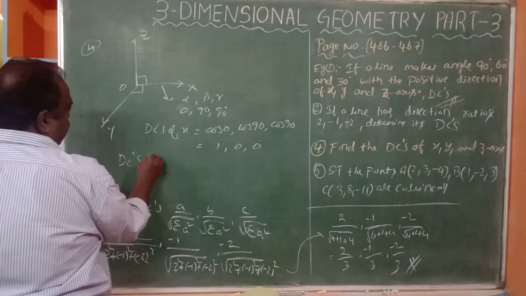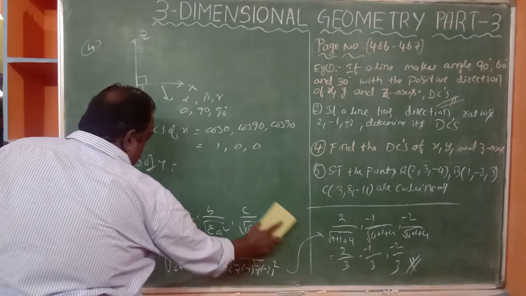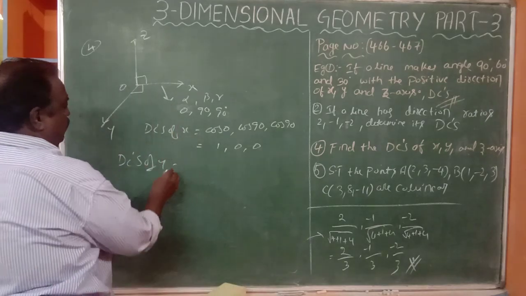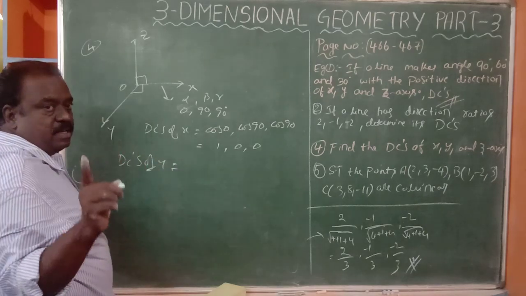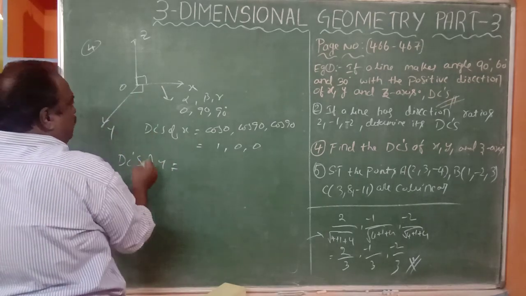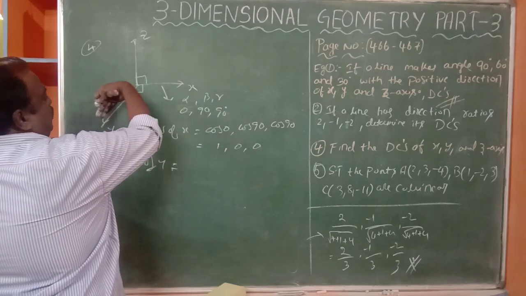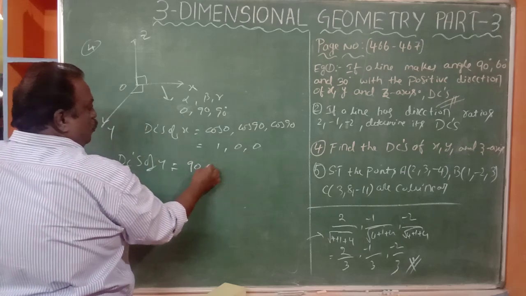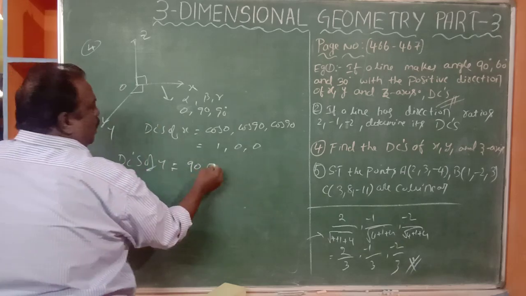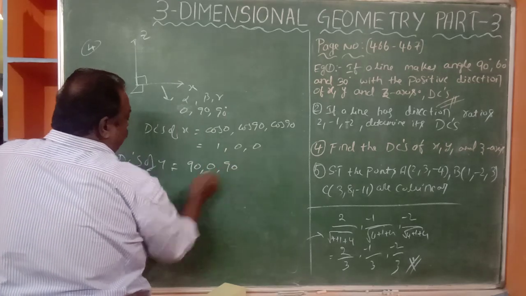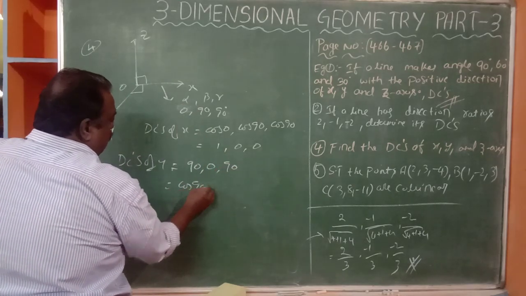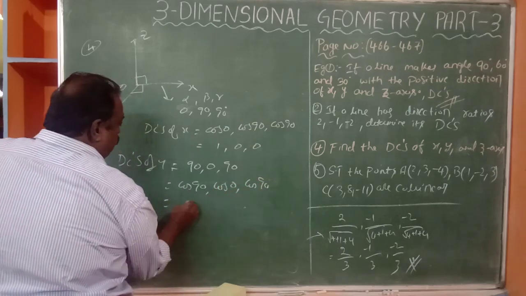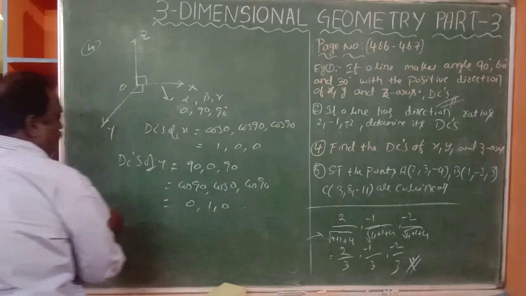Similarly, the DCs of the y-axis. Tell me, the y-axis with the y-axis makes 0 degrees, since the OP line lies on the y-axis. With the x-axis it is 90 degrees, with the y-axis it is 0 because it is on the y-axis, and with the z-axis it is again 90. Then it is cos 90, cos 0, cos 90. So 0, 1, 0 are the DCs of the y-axis.